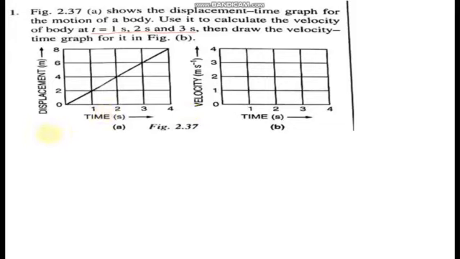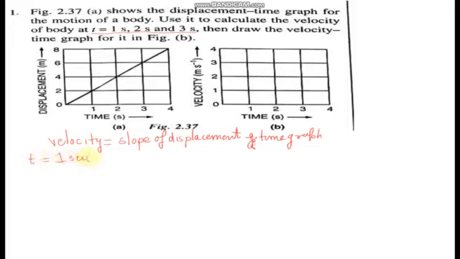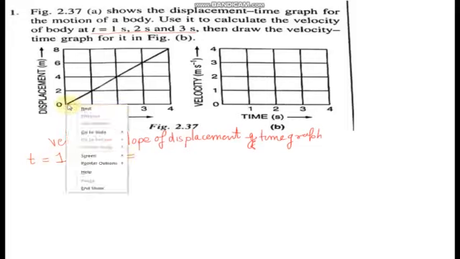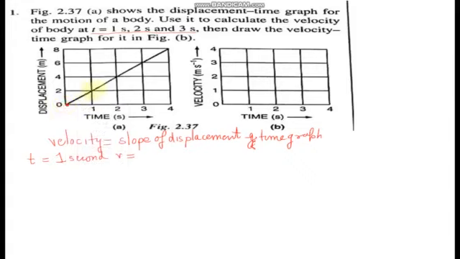We know the displacement time graph, how do we find the velocity? From the displacement time graph, velocity is always given by the slope of the displacement time graph. This is how we find the velocity. Now first of all, we have to find the velocity when time is equal to 1 second. Now you see here, this is 0 and this is 1 second.